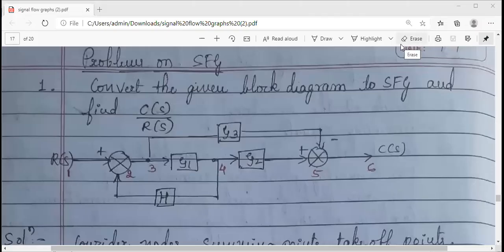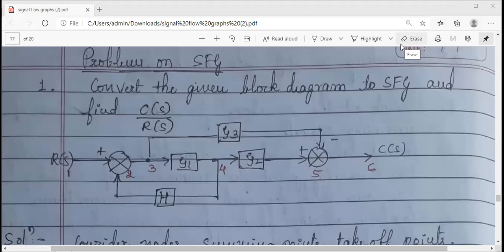In today's session, we will look into a few problems on Mason's gain formula, that is, finding the transfer function if the signal flow graph is given to you. Already in the previous session, we have discussed a few block diagram reduction problems. Some 5 to 6 problems I have solved.